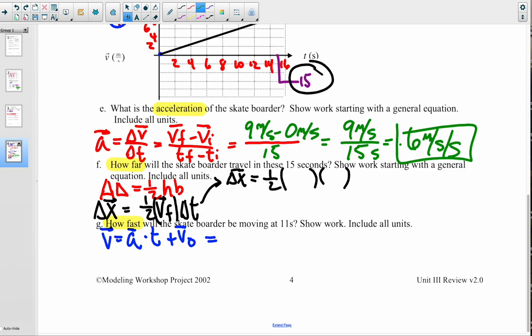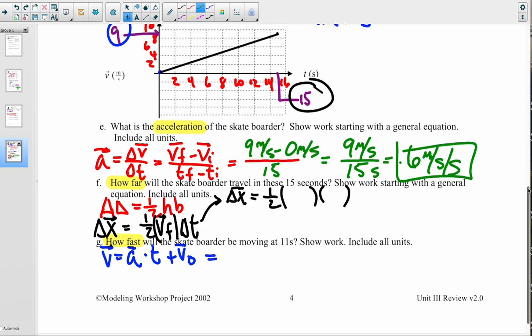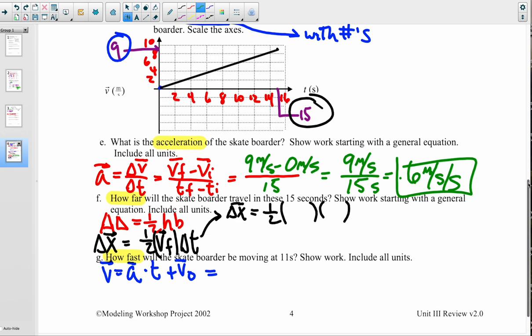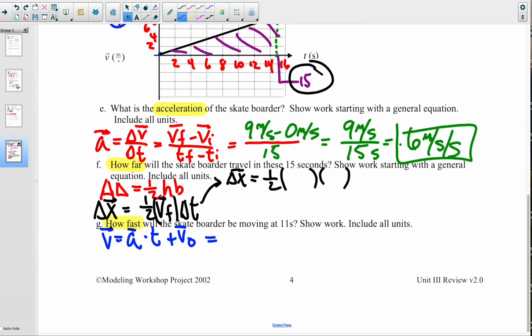To calculate displacement, you're going to want to use the area under our velocity versus time graph. So if I draw a dotted line here and we shade in that area, we can now calculate that area and it gives us the displacement. So we already said the area of a triangle is 1/2 height times base. The height of our triangle happens to be the final velocity. The base is our change in time. So displacement is 1/2. The height again was 9 meters per second. Our base is 15 seconds.